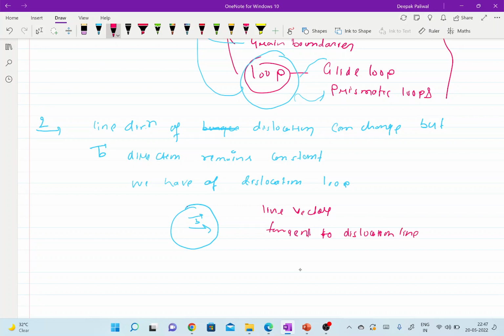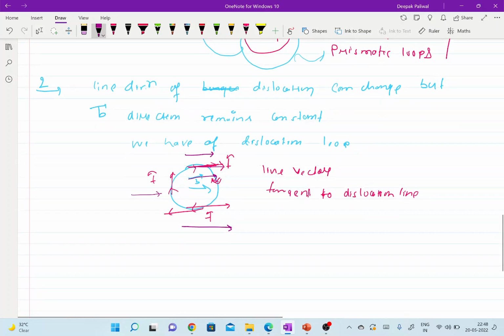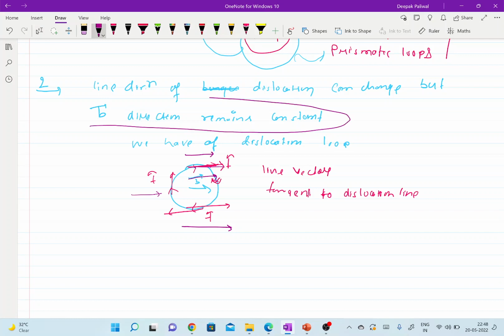Okay, so if I draw, this is the direction. If I draw the tangent, this is the line vector. If I draw the tangent here, this is the line vector. If I draw the tangent here, then this is the line vector. But everywhere the Burgers vector direction is, let me have some different color here. Okay, this is perfect. So this is the Burgers vector. Here the Burgers vector is the same. Here the Burgers vector is like this. So the Burgers vector direction remains constant, but the line direction of the dislocation can change.